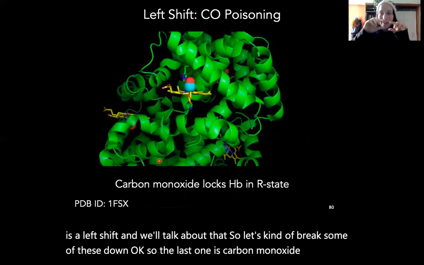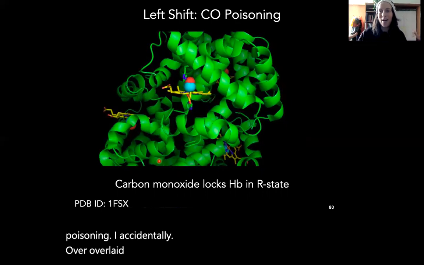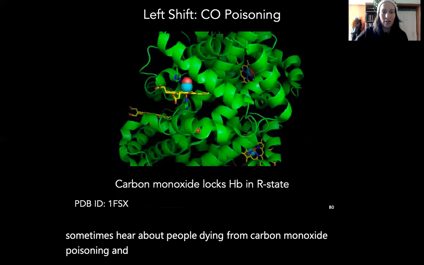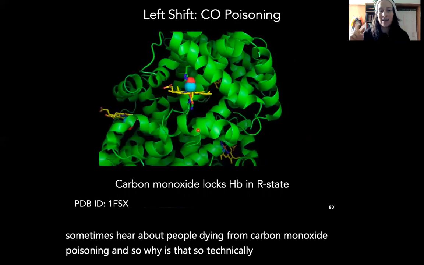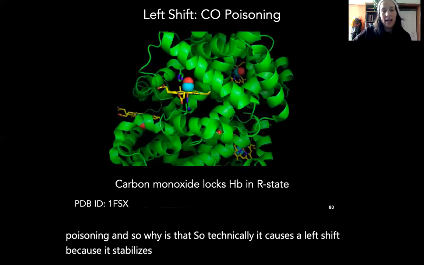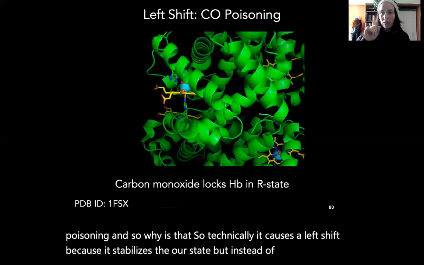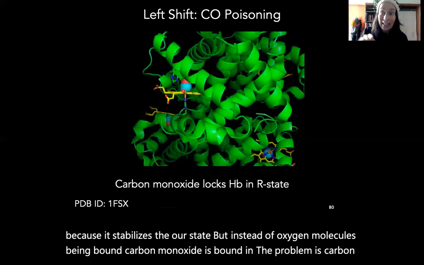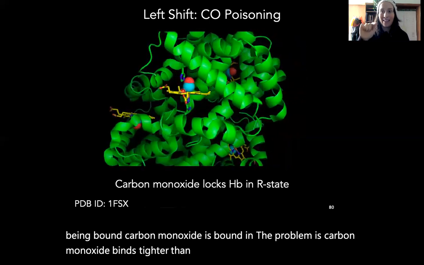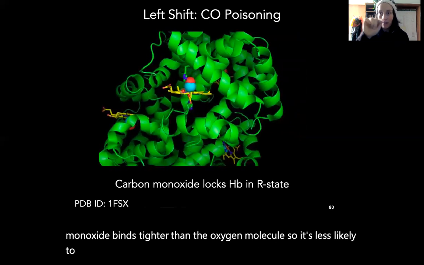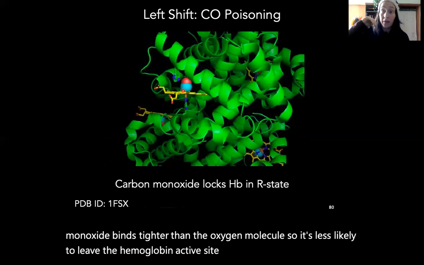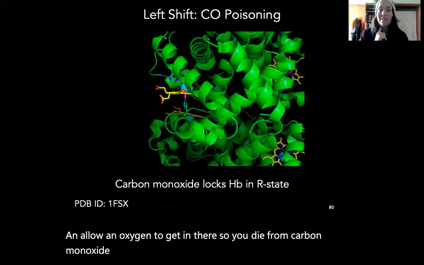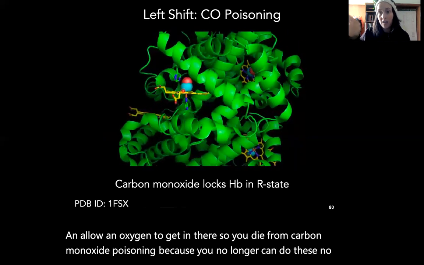I accidentally overlaid fetal hemoglobin on top of carbon monoxide. So you sometimes hear about people dying from carbon monoxide poisoning. And so why is that? Technically, it causes a left shift because it stabilizes the R state, but instead of oxygen molecules being bound, carbon monoxide is bound. And the problem is carbon monoxide binds tighter than the oxygen molecule. So it's less likely to leave the hemoglobin active site area and allow an oxygen to get in there. So you die from carbon monoxide poisoning because these no longer deliver oxygen molecules.